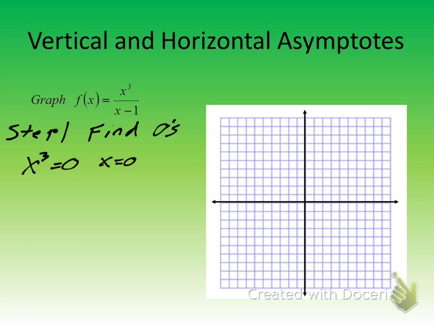Okay, so we don't know what all happens with this graph, but we know that it's going to cross right there at the origin, where x equals 0. All right.